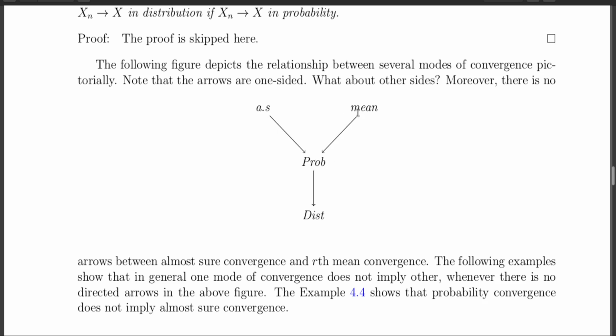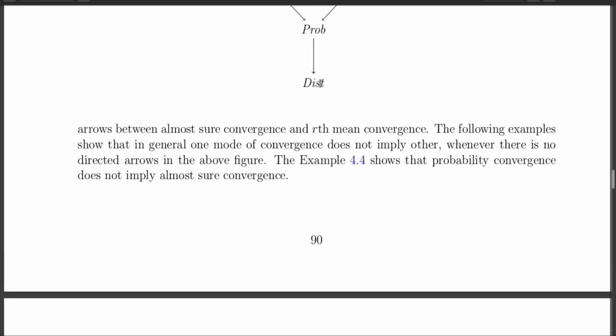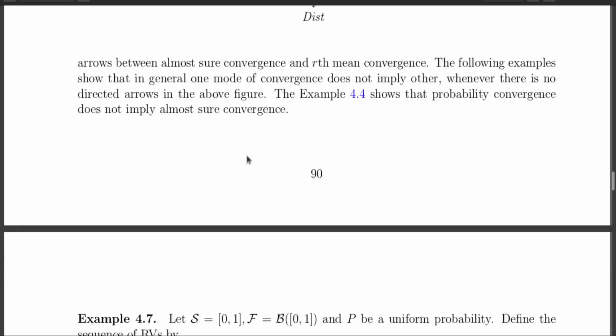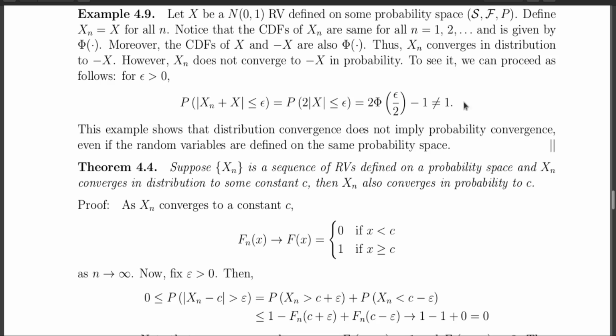When we do not have a directed arrow, in general that relationship does not hold. Okay, so we have seen here that convergence in distribution does not imply convergence in probability, but under one particular condition this is true. The condition is given in Theorem 4.4, which says that if Xn converges in distribution to a constant c, then Xn converges in probability to c.